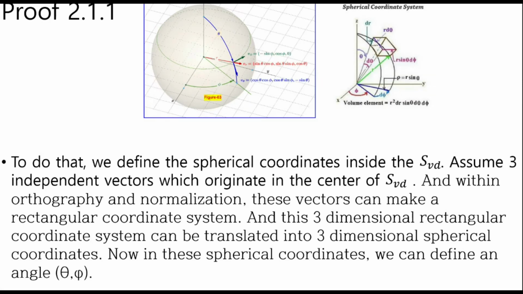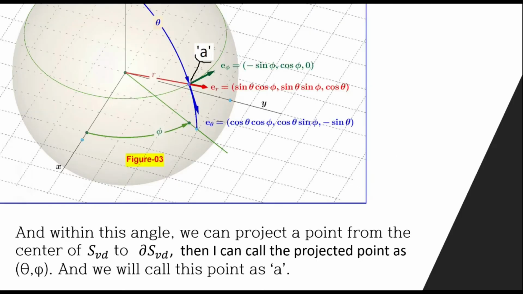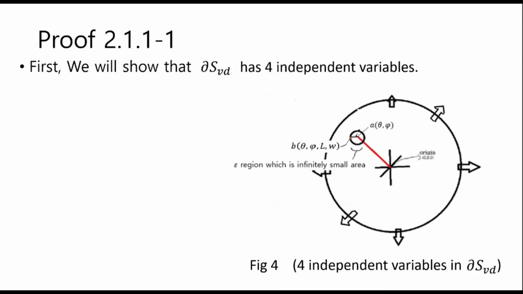To do that, we define the spherical coordinate inside S3D. Assume 3 independent vectors which originate at the center of S3D, and with orthogonalization and normalization, these vectors can make a rectangular coordinate system, and this 3-dimensional rectangular coordinate system can be translated into a 3-dimensional spherical coordinate. Now in this spherical coordinate, we can define angles theta and phi, and with these angles, we can project a point from the center of S3D to DS3D. Then I call the projected point theta phi, and we will call this point A.